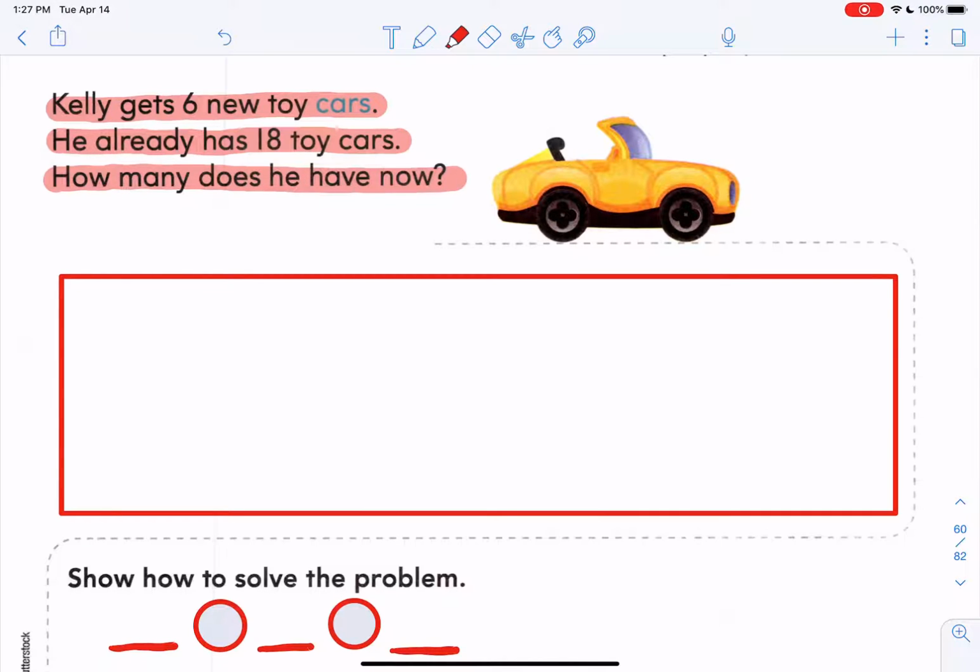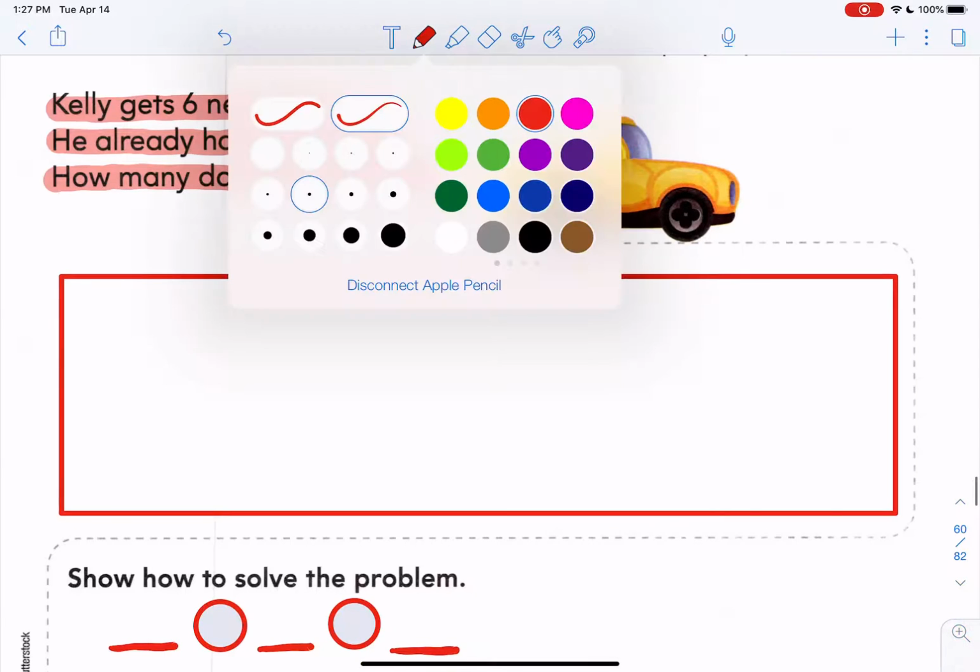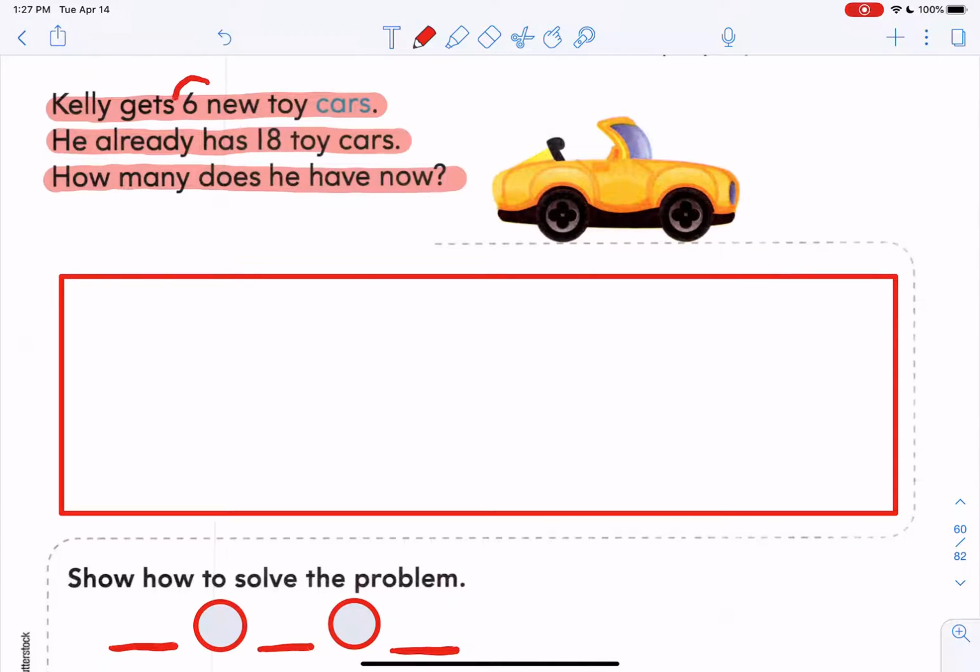Now, there's a few things you should remember. Number one, when you read your problem, it helps to look for the important numbers. Do you see any important numbers here? Sure. We've got 6 and 18.